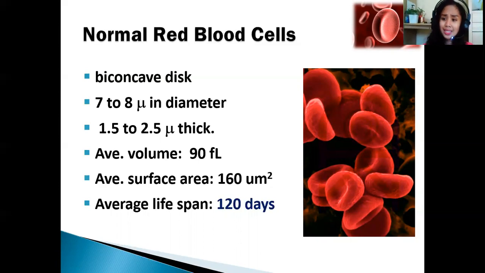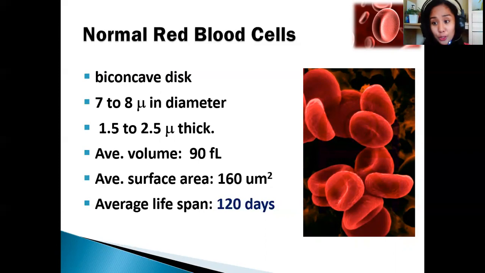Anything that is less than that is a microcyte. If it is 5 micrometers in diameter, it is already a microcyte. If it is 10 micrometers or 9 micrometers, guys, that is already a macrocyte. It is not that thick, 1.5 to 2.5 micrometers.